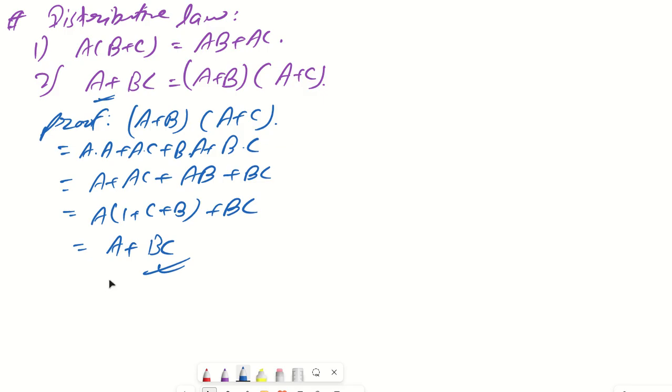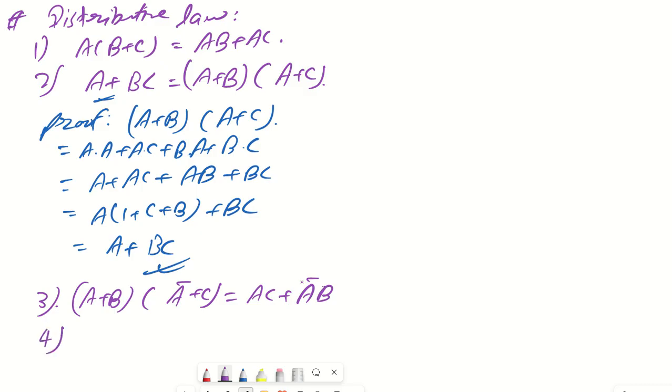Now the third law you take into account is (a plus b) into (a bar plus c) is going to be equal to ac plus a bar b. So what you have to do is just multiply each one of them and try to see whether it comes or not. Okay, so it is your job to get this done. Fourth one will be a plus a bar b. So we saw a plus bc, right? Now we will see a plus a bar b.